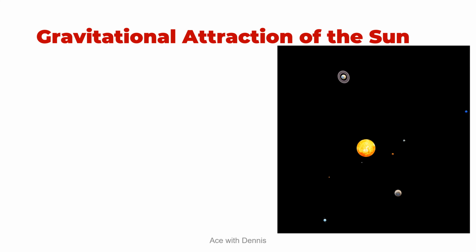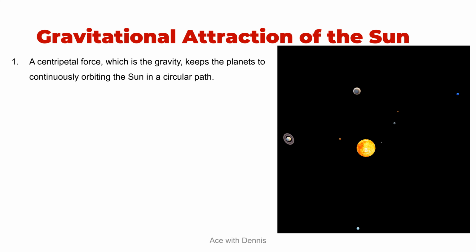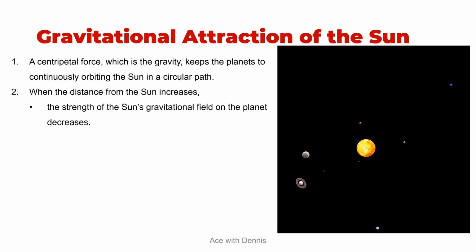This animation shows how fast or how slow the planets orbit the Sun. As you can see from this animation, the planets that are closer to the Sun orbit faster than the planets that are further from the Sun. Here is the reason. A centripetal force, which is the gravity, keeps the planets continuously orbiting the Sun in a circular path. When the distance from the Sun increases, the strength of the Sun's gravitational field on the planet decreases, and the orbital speed of the planet decreases.